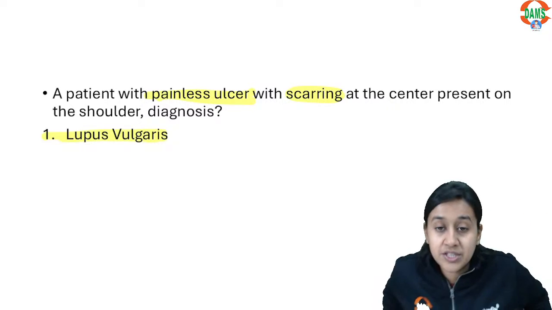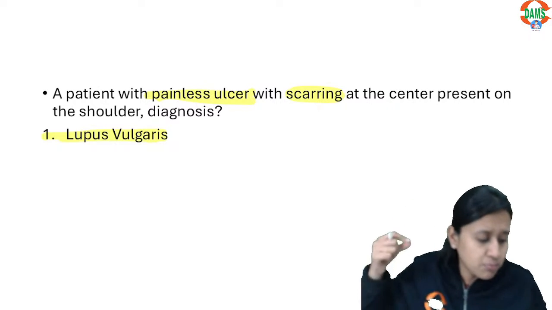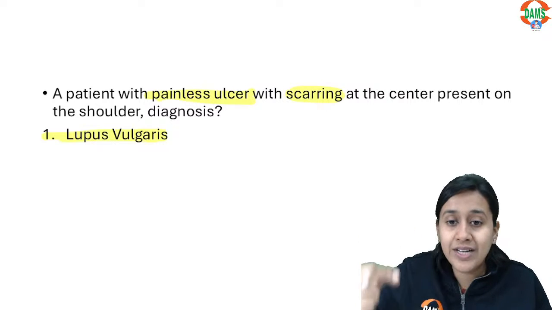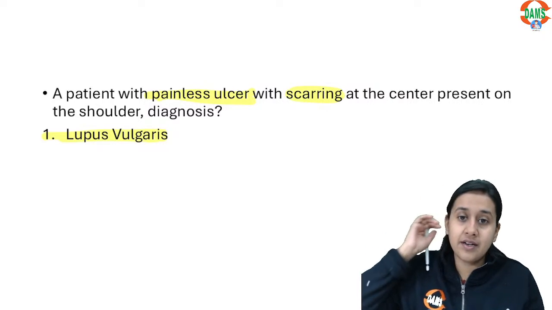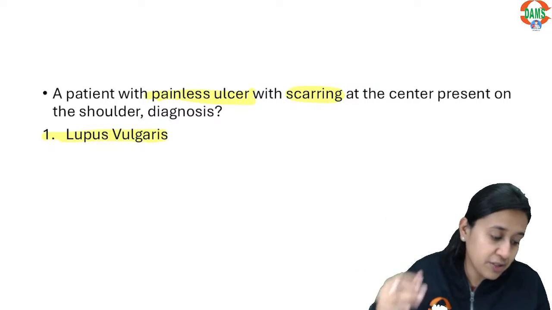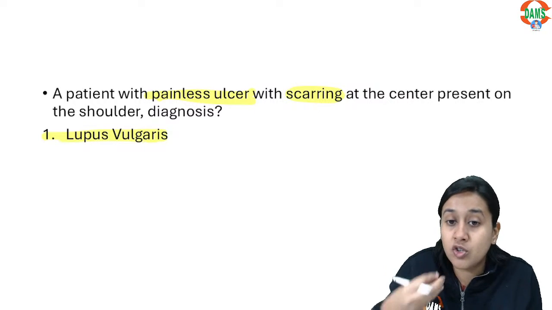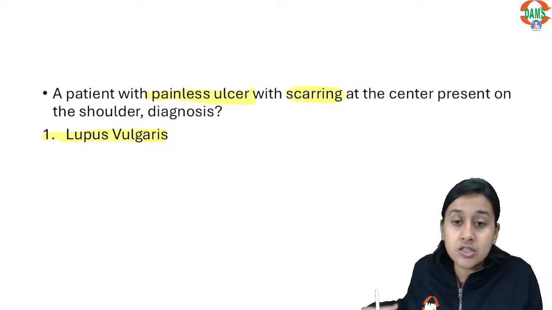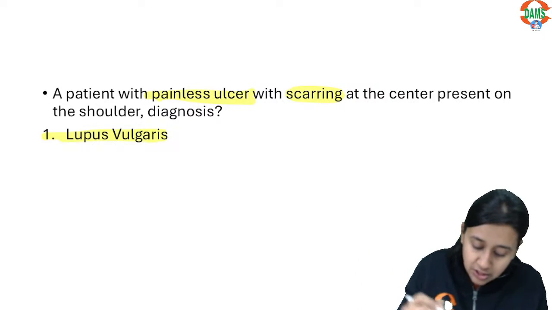So here in this question, I think it's very easy to answer, and that is lupus vulgaris, which is the most common type of cutaneous tuberculosis. So painless ulcer with scarring at the center of the plaque present on the shoulder. So this is a patient of cutaneous tuberculosis. Please remember, lupus vulgaris is very common on the extensors. So shoulders, buttocks, these are the common sites for development of cutaneous tuberculosis.